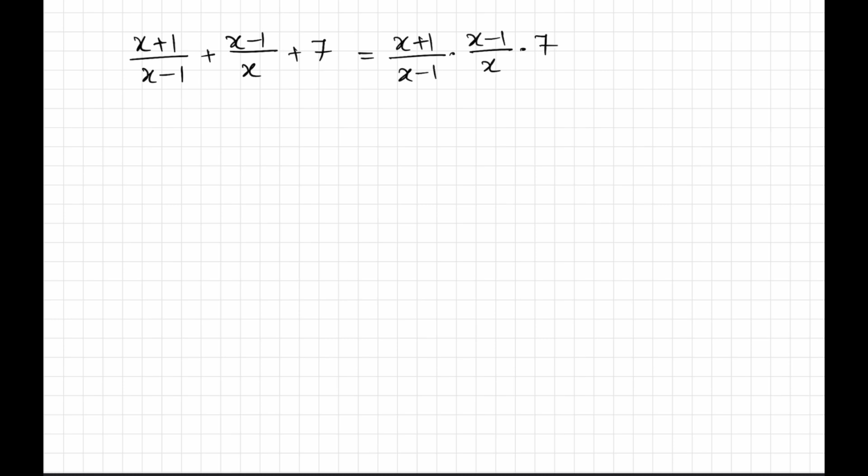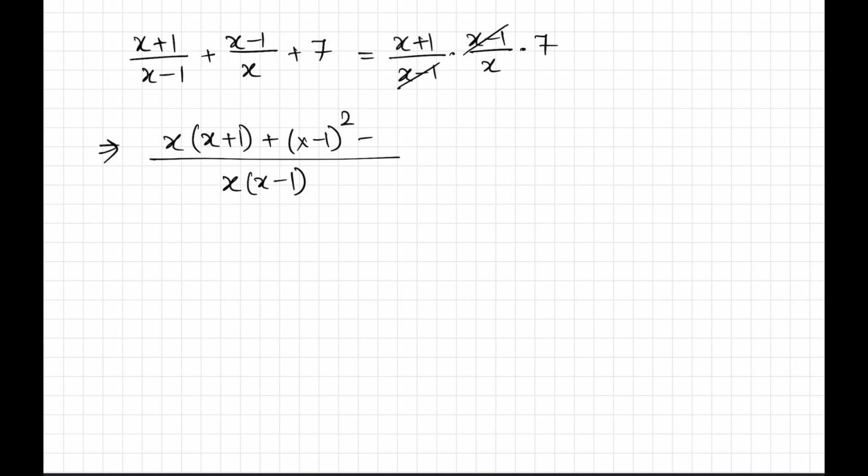So on doing the simplification, we can cancel out x minus 1 from the right hand side, and on the left hand side we get x into (x minus 1). So this gives us x into (x plus 1) plus (x minus 1) whole squared plus 7x into (x minus 1), and on the right hand side we have 7 into (x plus 1) upon x. So again we can cancel out x from the denominator, and let us simplify and get the result.